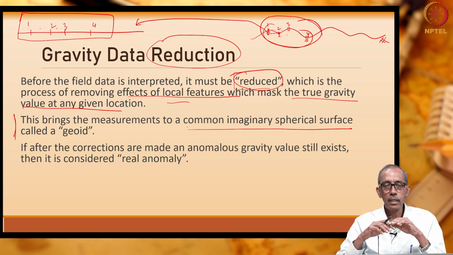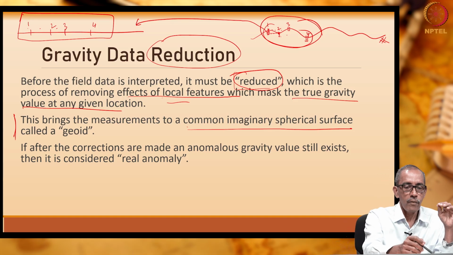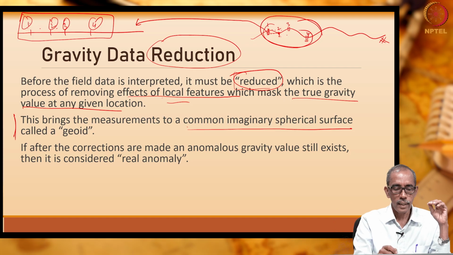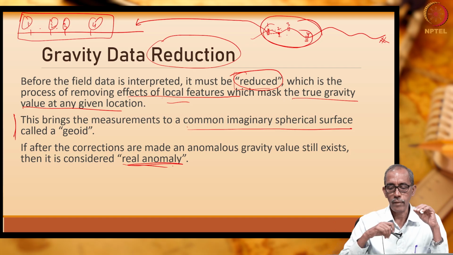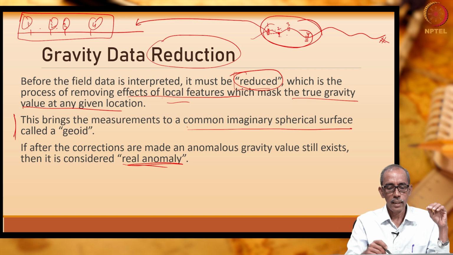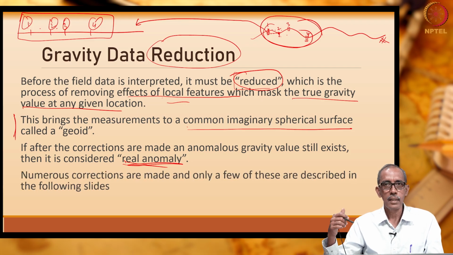So, we have incorporated all the corrections. Even after carrying out the corrections, the values measured at 1, 2, 3 and 4 are different, right? What does it indicate? That indicates some real anomaly, right? After carrying out the corrections, if there are still differences in the gravity value, that indicates some anomalous conditions beneath the surface of the earth. That is the purpose of gravity data reduction, right? You will understand it a little better as we progress.